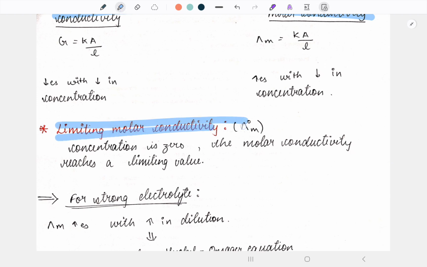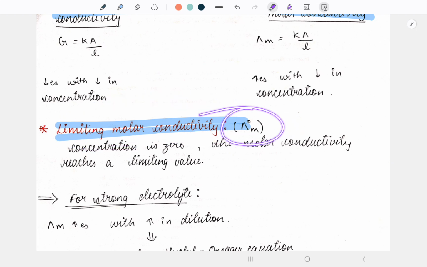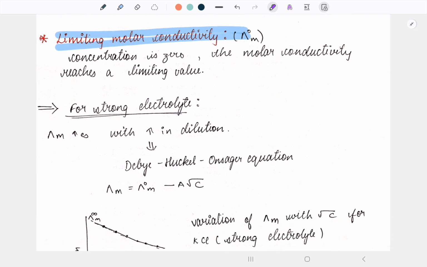So when the concentration approaches 0, the molar conductivity will reach a limiting value known as limiting molar conductivity. It is represented with a naught. So let us discuss strong electrolytes. Practically, strong electrolytes will completely ionize at all concentrations. For strong electrolytes, the molar conductivity will increase with increase in the solvent.